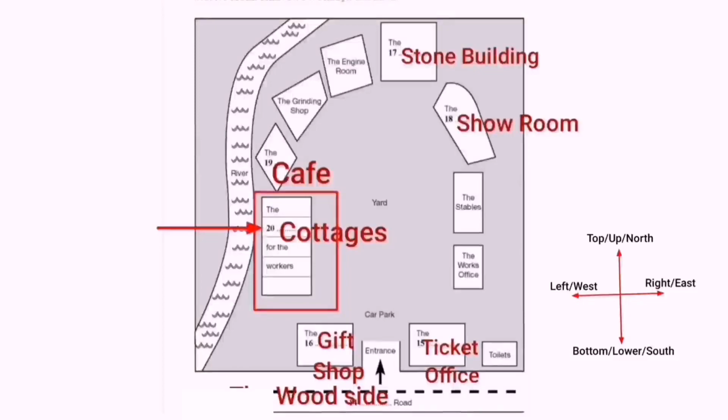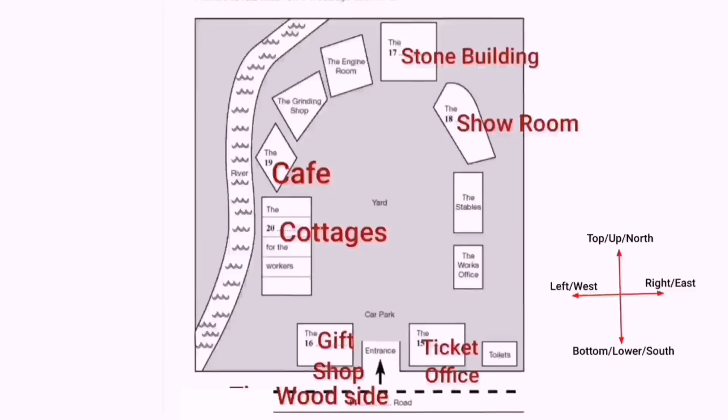The row of buildings you can see on the left are the cottages. The row of buildings, as you can see in the map, here on the left side, were built for workers towards the end of the 18th century. So the answer to question number 20 is cottages, because it is already written.